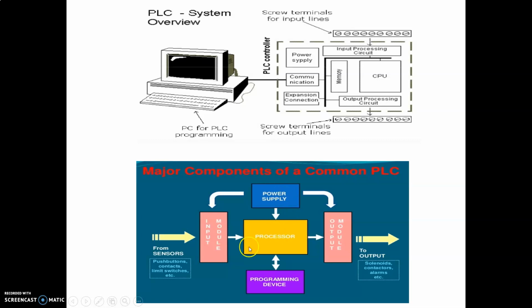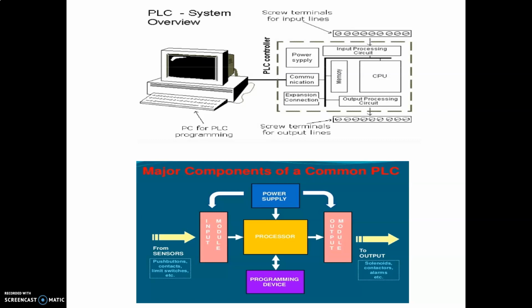And in what way should the processor run? It has to be done by using programming devices, right? We'll try to understand in detail what these components are. First we will discuss the input and output modules. The input module takes information from the sensors. These sensors are the input points into the complete system. These sensors might be contacts, limit switches, or push buttons.